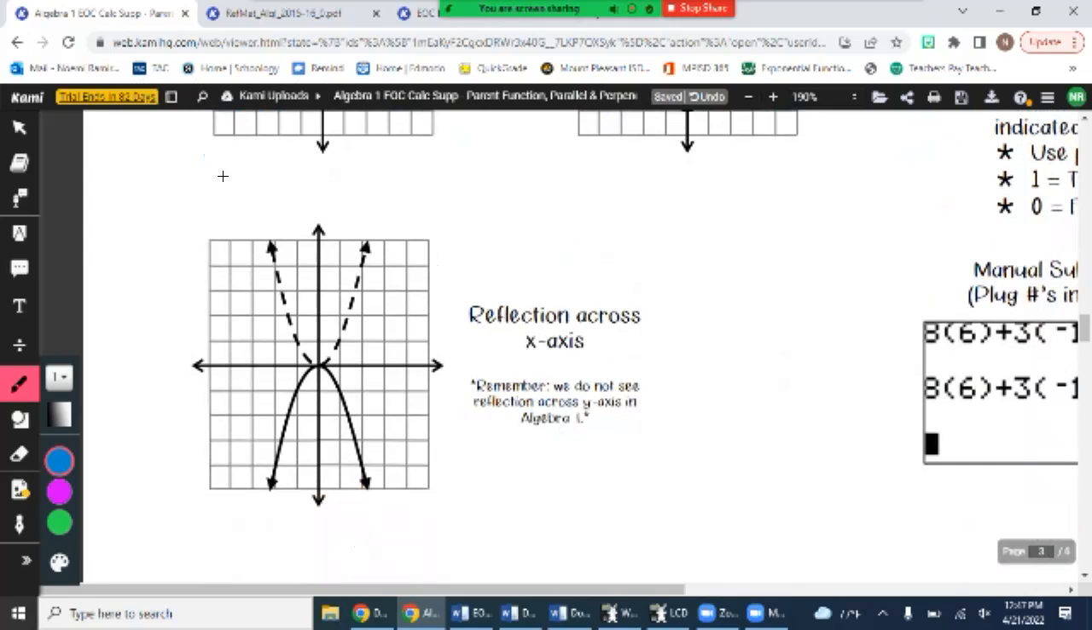And then the reflection. Which one is responsible for reflecting? H moves it left and right. A. What flips it? How do you know when it flips? When it becomes what? Negative. So if it's a positive A, if the number right after the equal sign is positive, it'll be going up. If it's negative, it'll reflect, it'll flip down. The number right after the equal sign. All right. Okay. And just remember, we do not ever see a reflection across the y-axis, not in Algebra 1 at least.